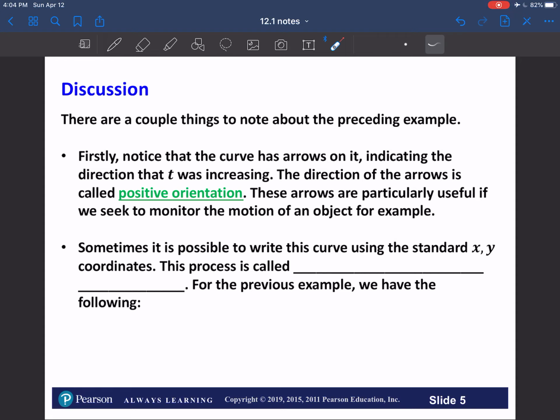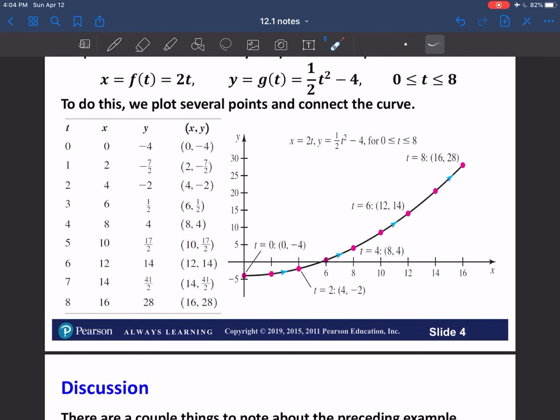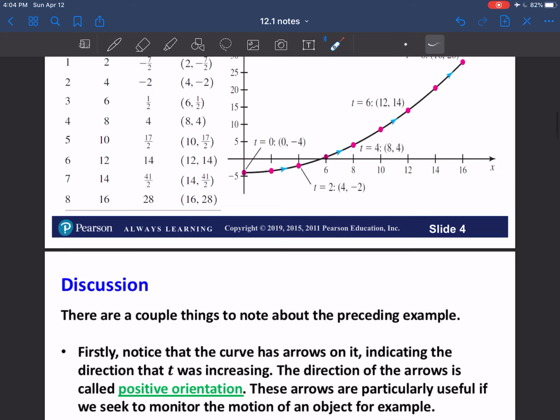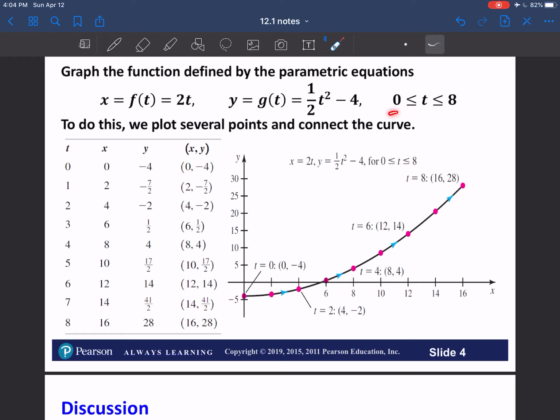In this preceding example, the first thing that we want to note is that the curve has arrows on it. Let's take a look again at this curve. You'll notice that there are these blue arrows throughout the curve. The basic idea is that those arrows indicate the direction that t was increasing. So t started at 0, and that was this point, and t ended at 8, and that corresponded to this point. So as t increased from 0 to 8, the arrows indicate the direction of increase.